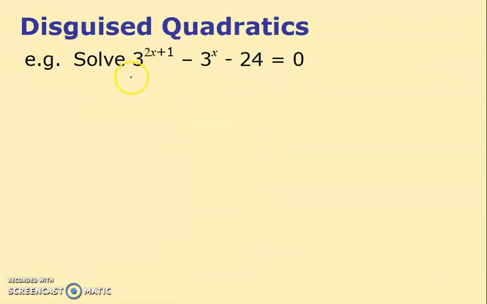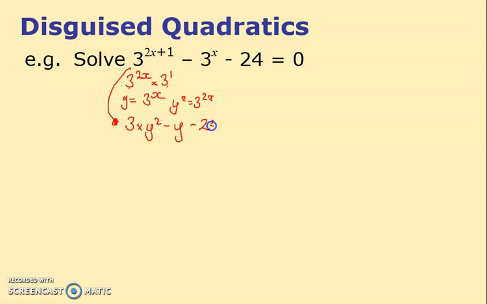Solve this. Now you've got to be aware of what this means. 3 to the 2x plus 1. Let's get our head around it. It's 3 to the 2x, but because it's plus 1, it's times by 3 to the 1. And why is that useful? Well, if I write y equal to the middle one, 3 to the x, then this thing here becomes, because it's 3 to the 1, it's 3 times by, I've got 3 to the 2x, well I know that will be y squared. So it's 3 times y squared minus y minus 24 equals 0.